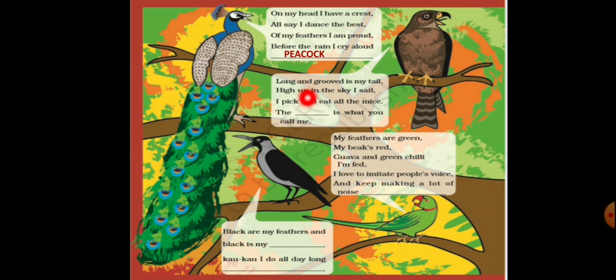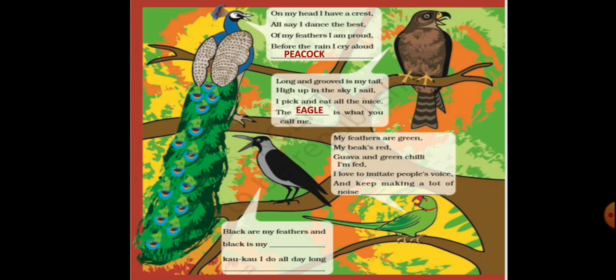The second riddle. Long and grooved is my tail. High up in the sky I sail. I pick and eat all the mice. The dash is what you call me. What will be in this dash? Who is saying this? This is a dialogue box. Who is giving the dialogue? Yes, this bird is giving the dialogue. You can see this arrow. Yes, this arrow is towards this bird. This is how we read the dialogue box. Now, who is this bird which eats mice? Yes, got it right. Correct, it is eagle.